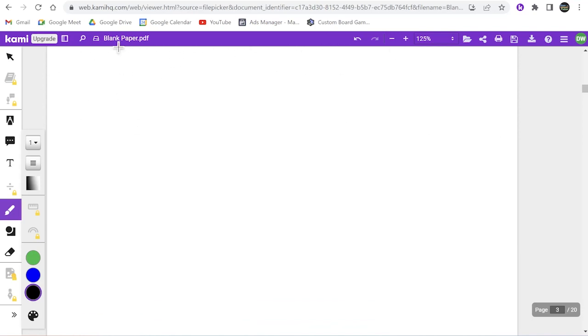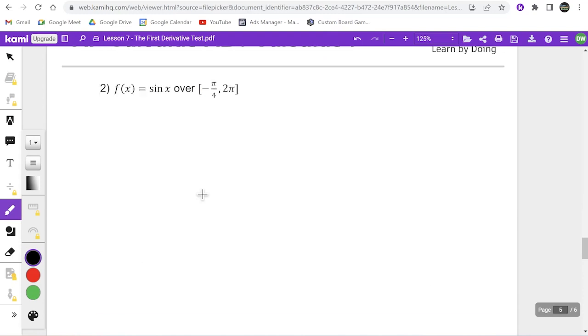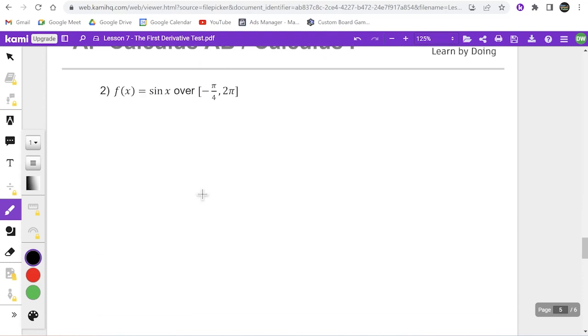For next, we have number 2. Number 2 is sine and cosine. I'll admit, sine and cosine may not be your favorite thing, but I like it. So, again, the first thing, if I want to find extrema or increasing, decreasing, I gotta find the first derivative first. F prime of x. Does anyone know the derivative of sine x? Cosine x? Correct, thank you.